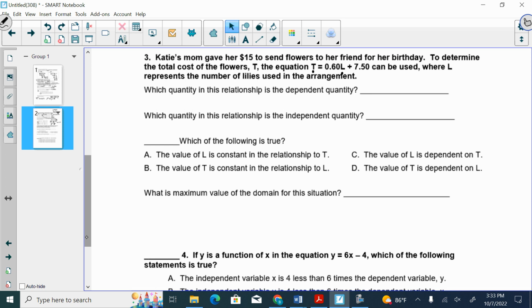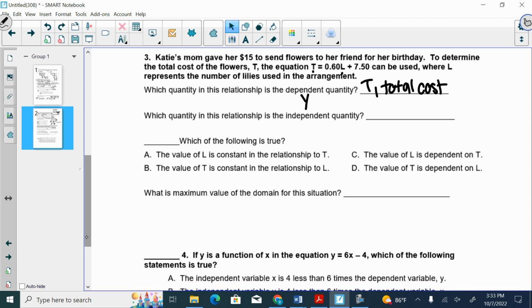Which letter is in the place of Y in that equation that they gave us? The T, right? Normally it's Y equals, and they put T equals. So if my dependent is my Y's, and T is where Y is, T must be the same thing as Y, right? And what did they say T represented? The cost of the flowers. Very good. All right, so this is T, total cost of flowers.